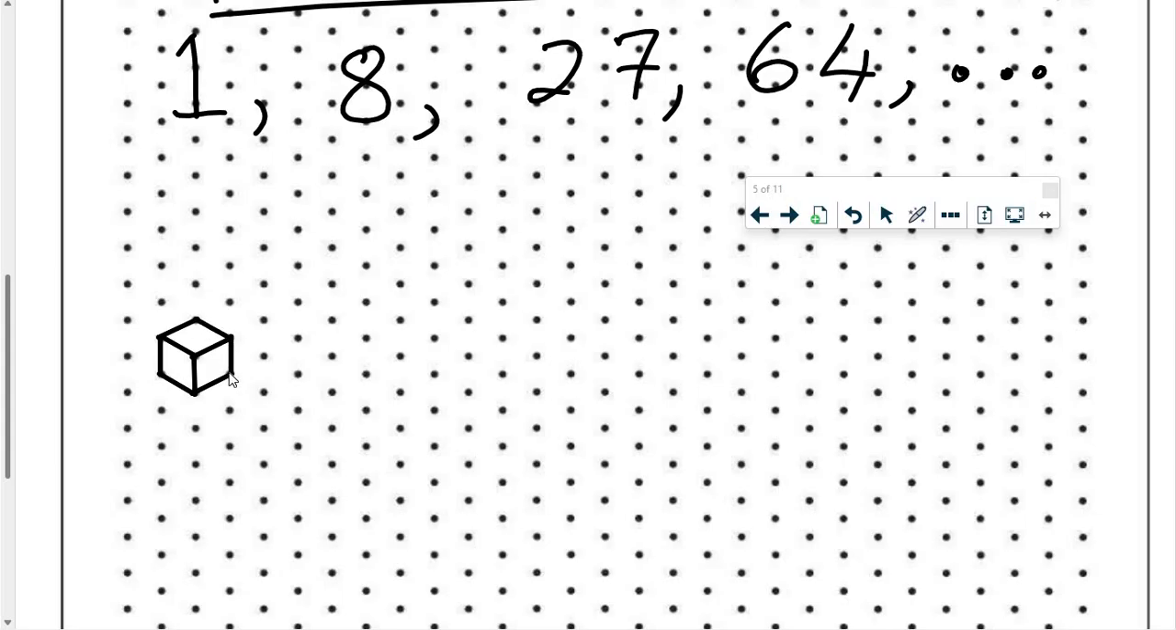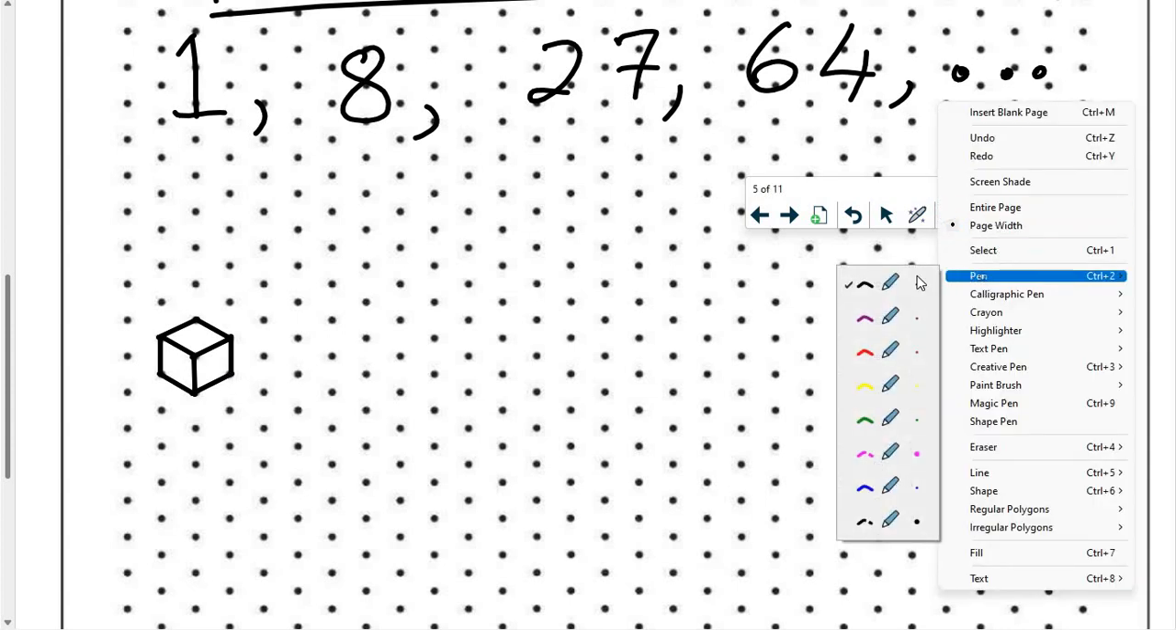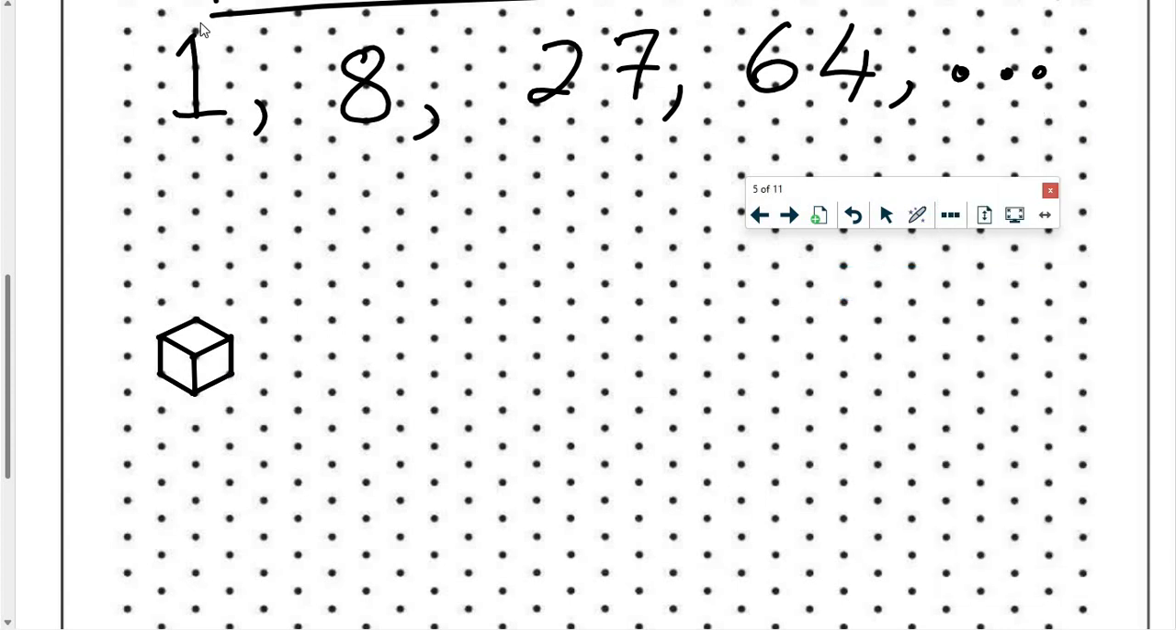You see that? This is representing the first cube number 1, which was obtained by taking 1 into 1 into 1. 1 into 1 into 1 gives you 1, which is the first cube number. How many cubes do you have? You have only 1 cube, which simply means 1 cube number.